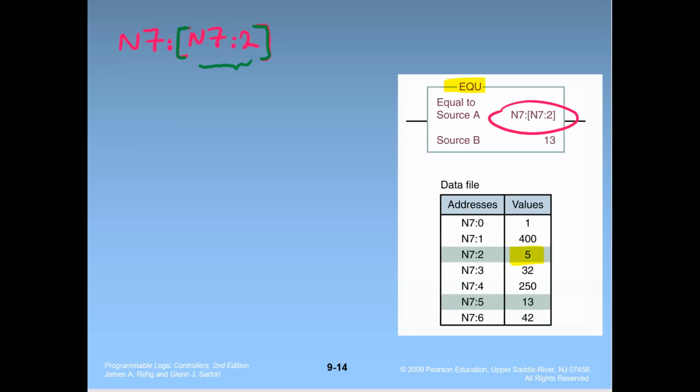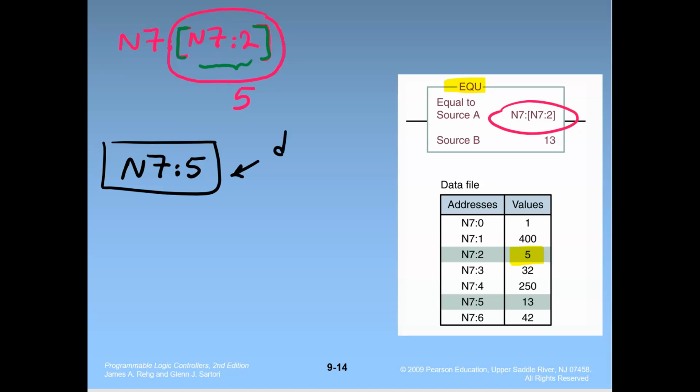So now what should I do? I have to replace both the bracket and the logical address inside the bracket with the data that I found at my address inside the bracket. So instead of both of these two, I'm going to replace them by 5. So let me simplify what I have here. What I'm going to have is n7:5. So instead of the bracket with the address inside the bracket, I replace it with its data, which is 5.